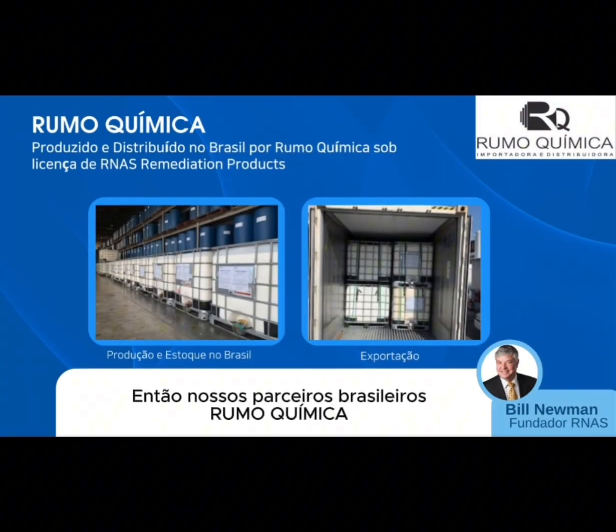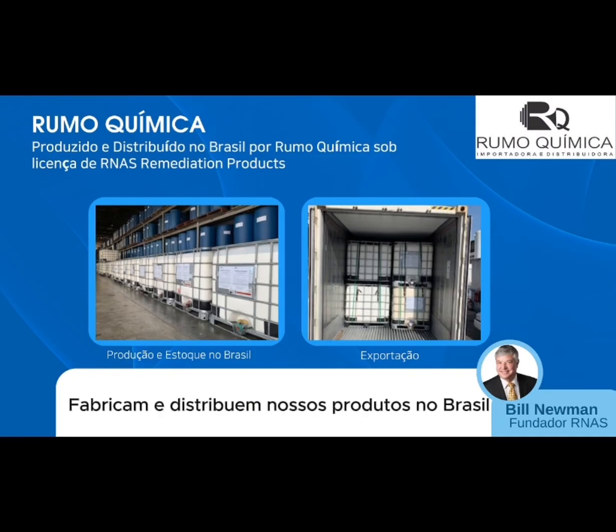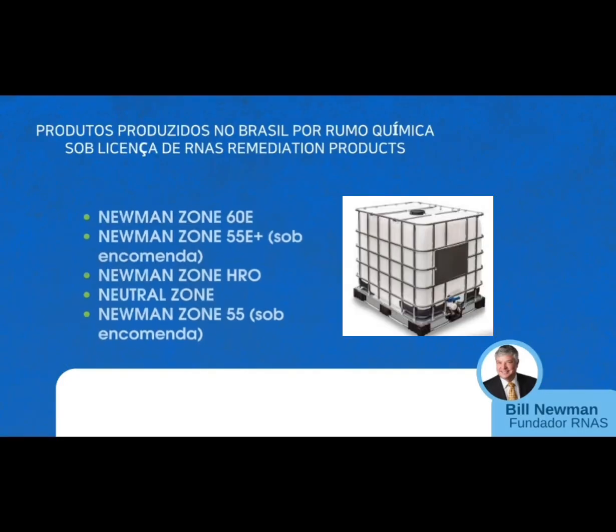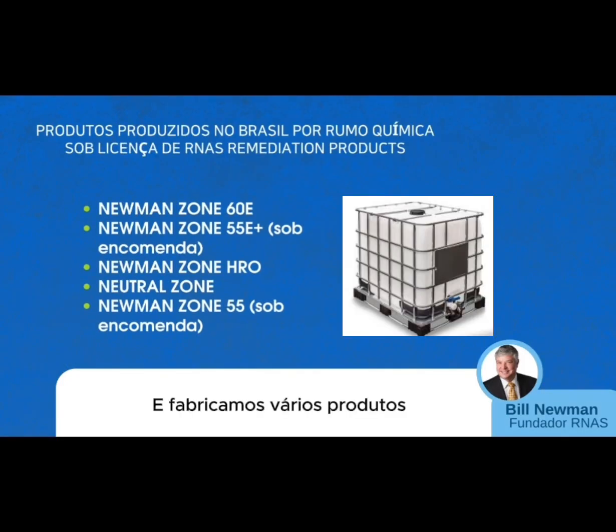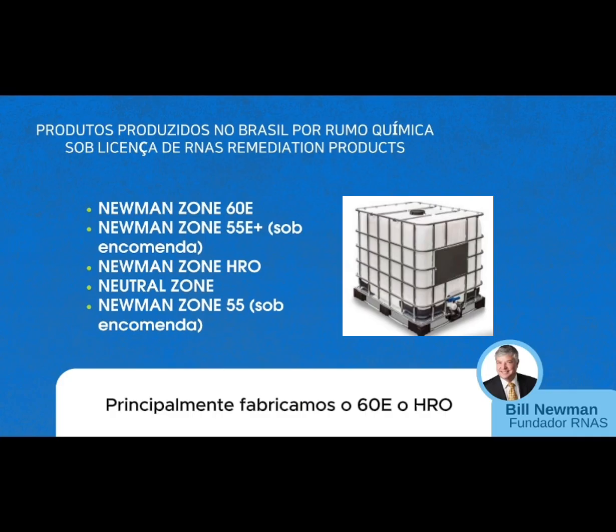So our Brazilian partners, Humoquímica, manufacture and distribute our products in Brazil. They also make products for export. We've been using their products in Europe and in South Africa. And we've manufactured a number of products. Primarily we manufacture the 60E, the HRO, and the neutral zone.